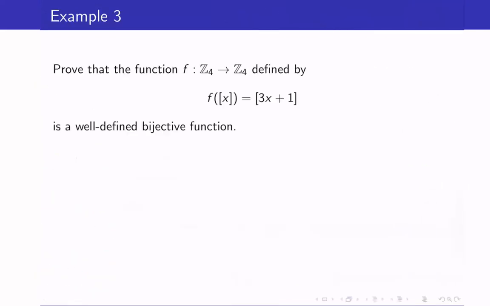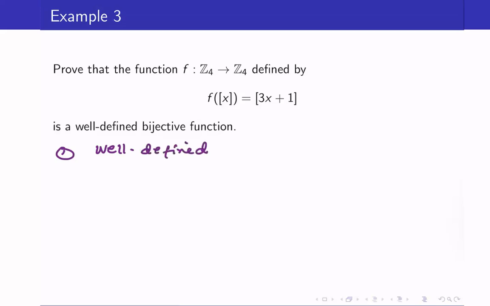Next, let us prove that the function from Z4 to Z4 defined by this is a well-defined bijective function. It already says here that this is a function. We just have to show that it is well-defined and it is bijective. That is, it is both injective and surjective.